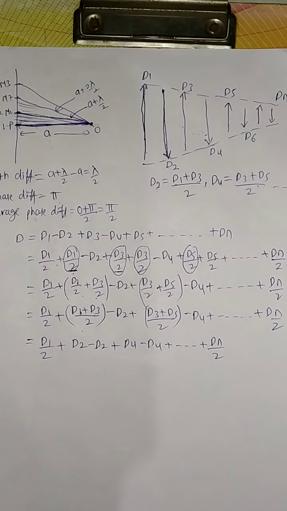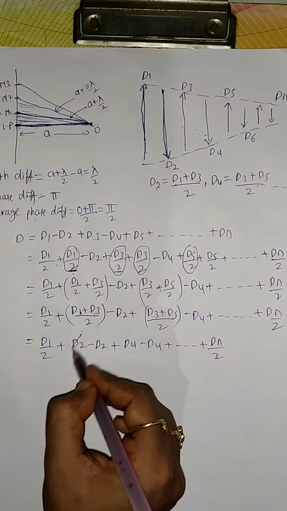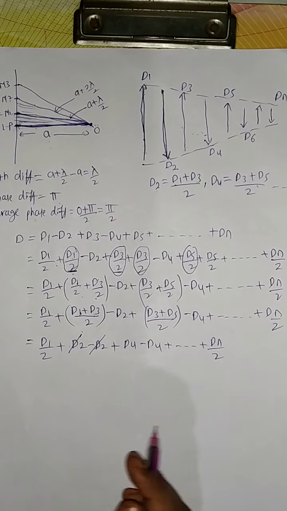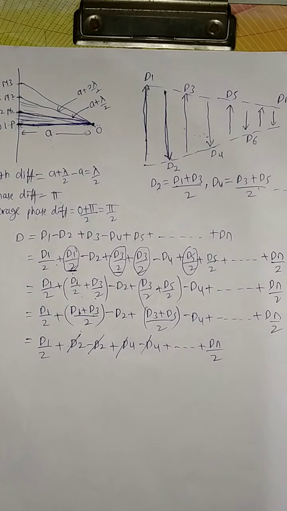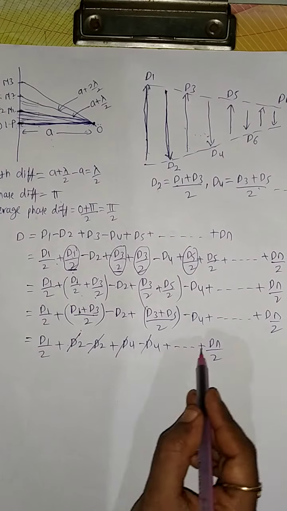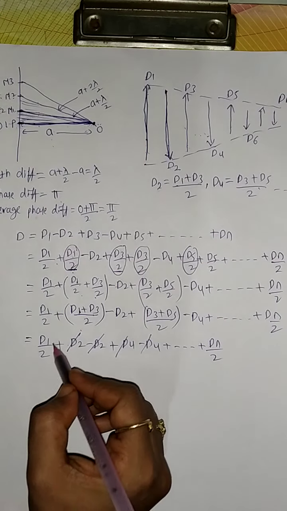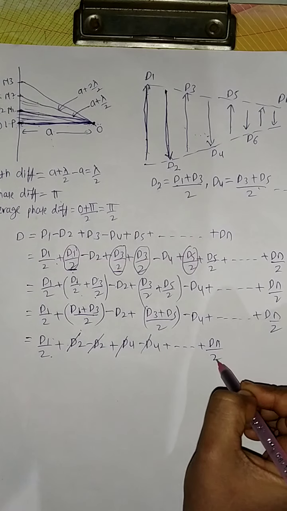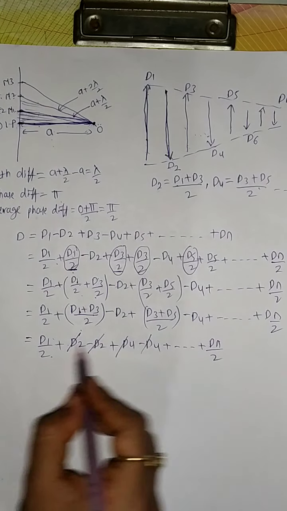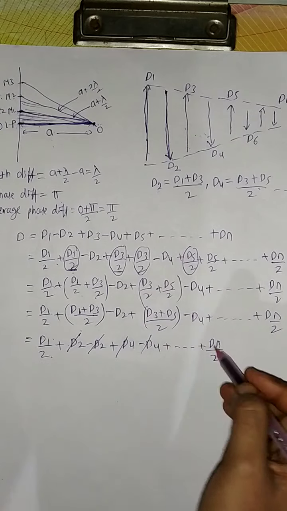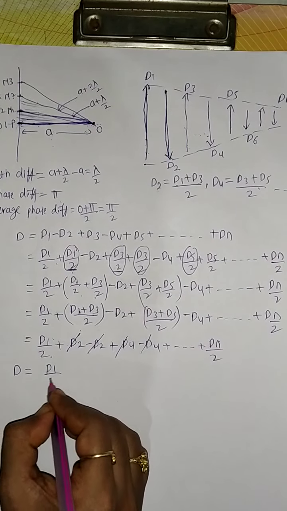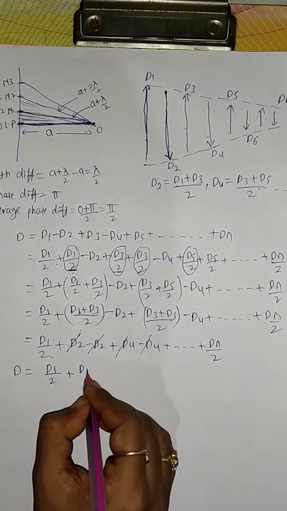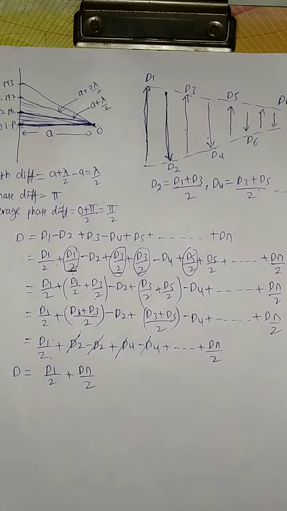Okay. And see the terms here. d2 minus d2 get cancelled. Plus d4 minus d4 get cancelled. So like that, whatever the terms are there in between d1 by 2 and dn divided by 2, all these in between terms go on cancelling. Okay. So finally it will be leaving with d1 by 2 plus dn divided by 2.